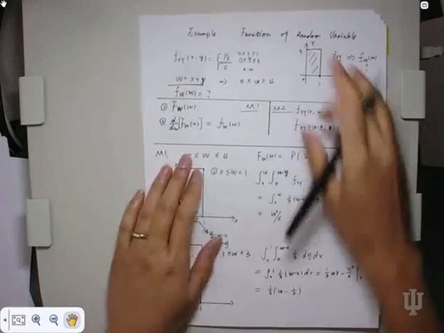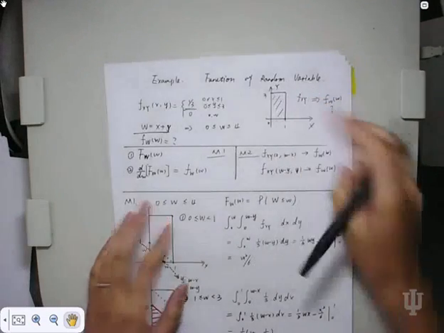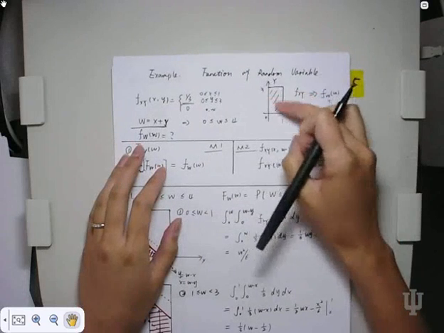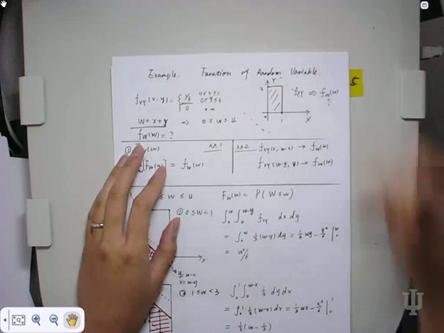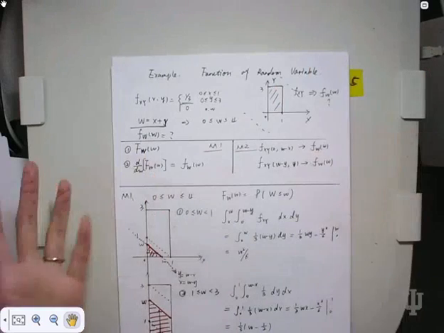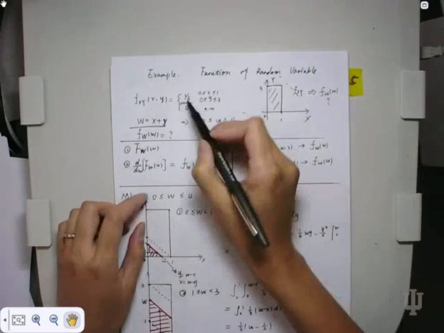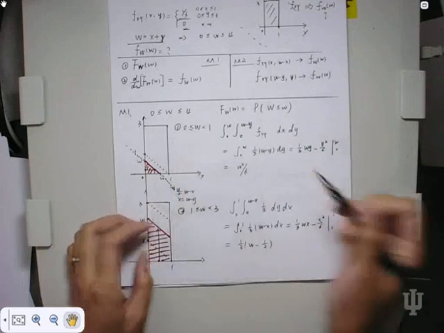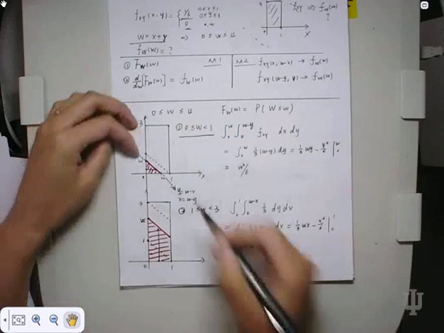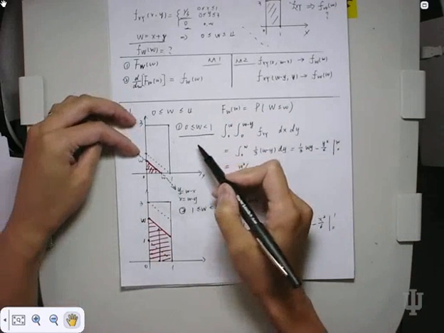You only have possible values or positive density function here. So if I go here or here, you don't need to analyze because it's 0 there, right? So first case, W is less than 1. Why is it less than 1?